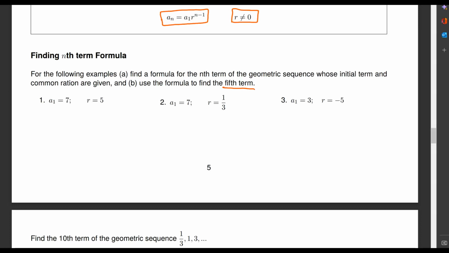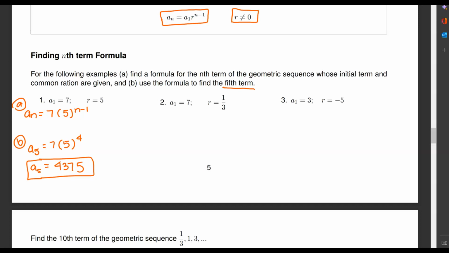So let's start off with our generalization. We have a sub n is equal to our initial value, which is 7, times our ratio, which is 5, and then that's going to be raised to the n minus 1. So that was part A. Part B is now find the fifth term. So here's 7 times 5 to the 5 minus 1, which is going to be to the 4th power. And so this gives us 4,375, which is going to be the fifth term.